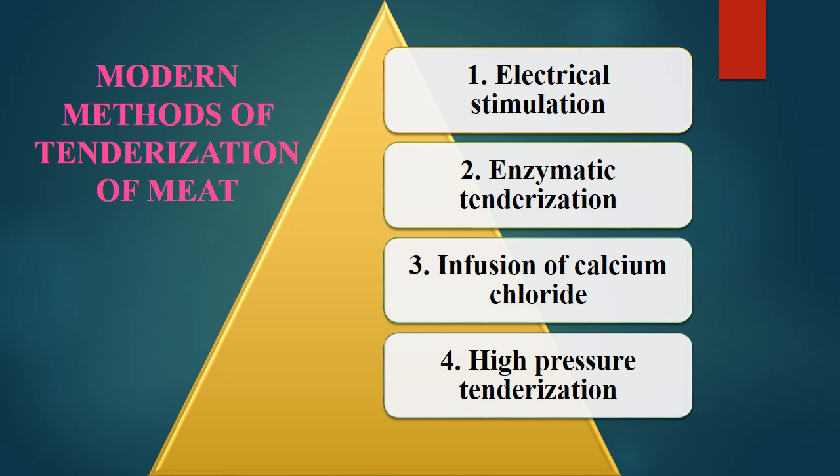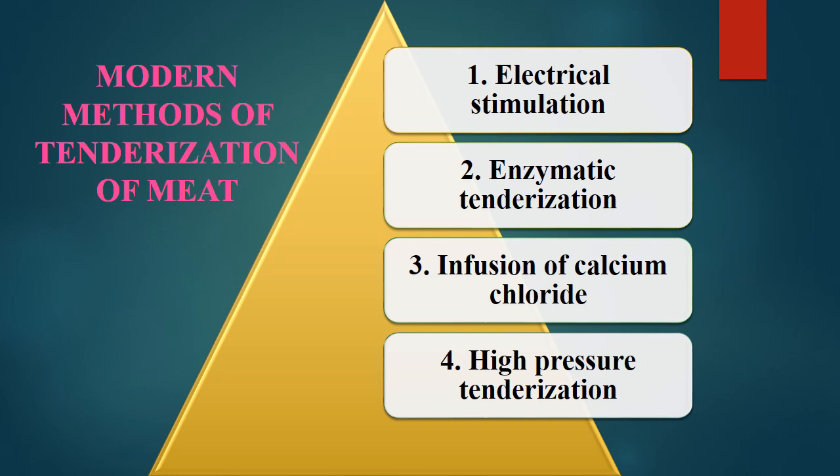The second one is the enzymatic tenderization, where both plant origin and bacterial and fungal enzymes are used. They are proteolytic enzymes, which cause breakdown of the proteins at different stages, either in the connective tissue or in the myofibrillar or Z-line proteins. And the third method is infusion of calcium chloride.